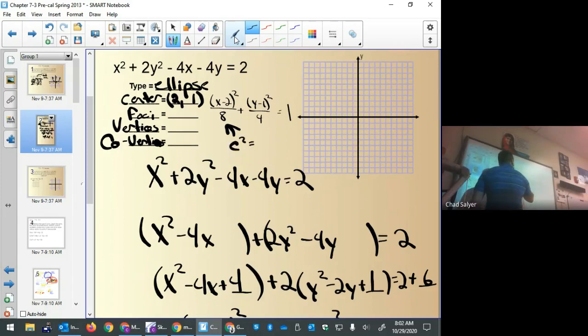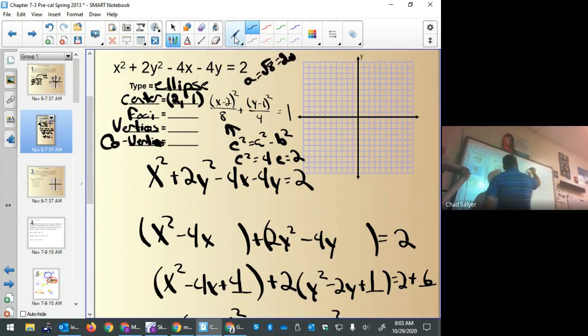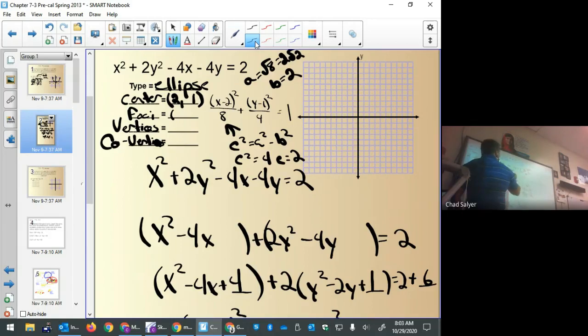for it. C squared equals A squared minus B squared. So C squared equals 8 minus 4 or 4. C equals 2. And in this case, A equals the square root of 8, which is 2 square root of 2. And B equals 2. This is review, so I'm just going to go quick. Stop me if you're confused by something. And I need my little pen because that's just a little space. So we're going to say along the X, 2 plus or minus the focal length, which is 2, comma 1.